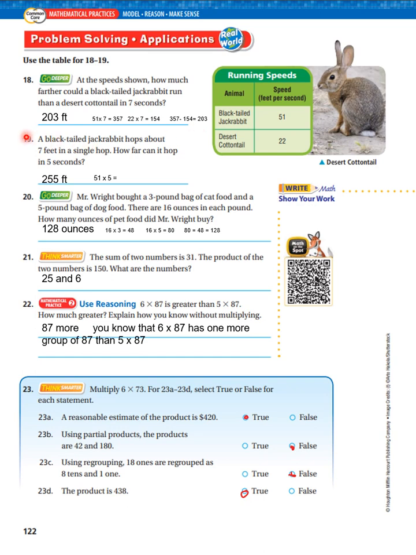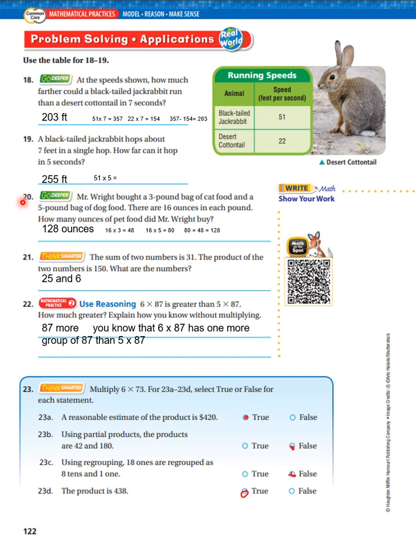A black-tailed jackrabbit hops about 7 feet in a single hop. How far can it hop in 5 seconds? What's 255? I went 51 times 5, and that is 255.